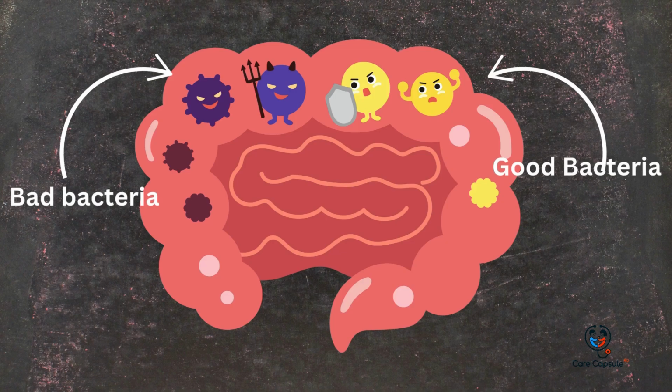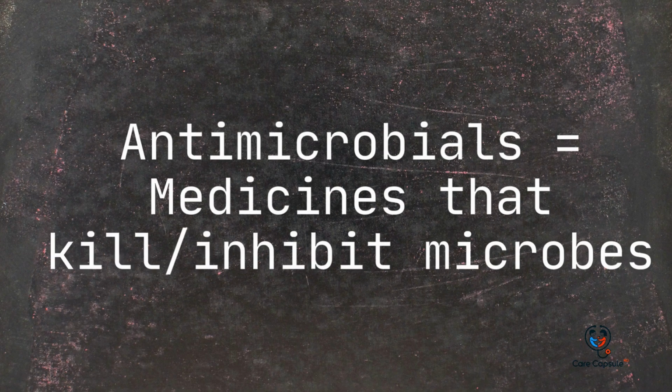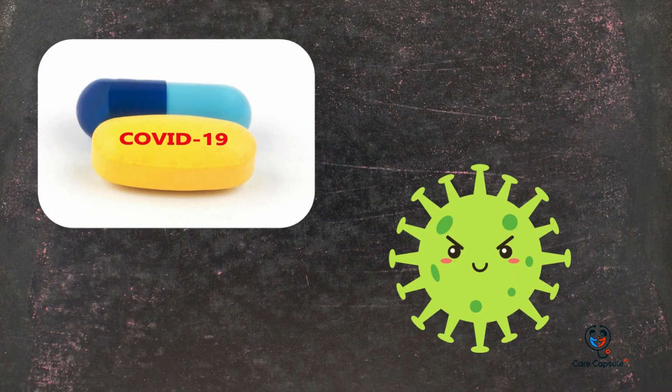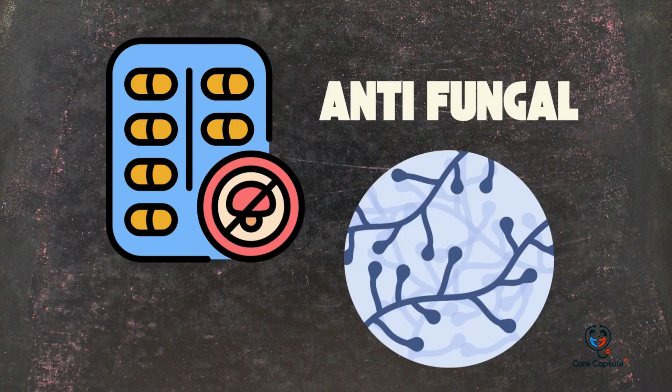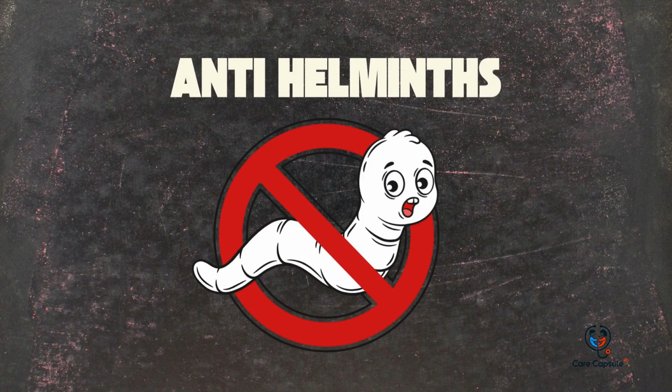Now, the substances or medicines which inhibit or kill these microorganisms are collectively called antimicrobials. It includes antibiotics, which are used against bacteria; antivirals, which are used against viruses; antifungals, used against fungal infections; and antihelminthics, effective against worms and parasites.